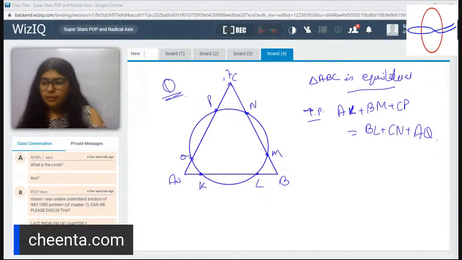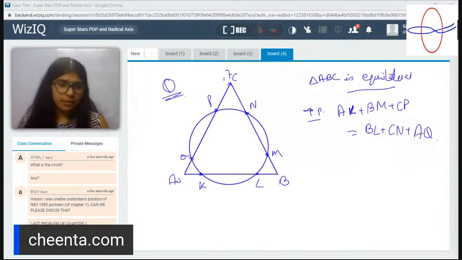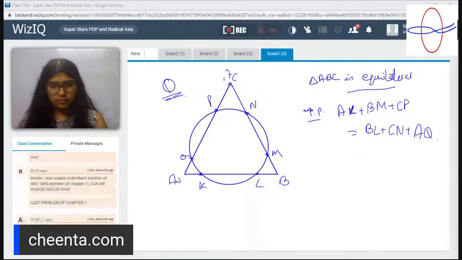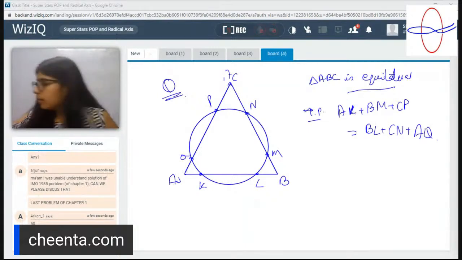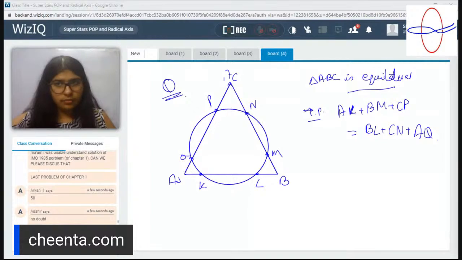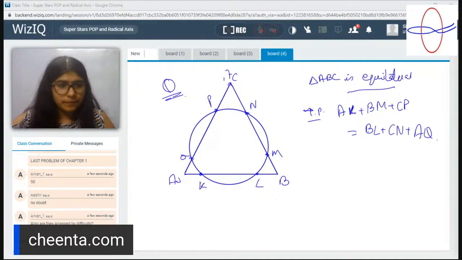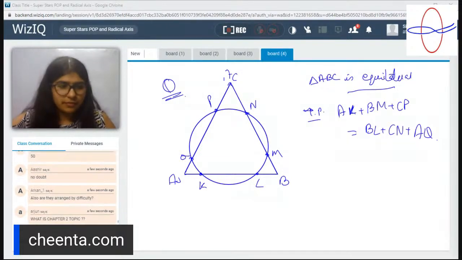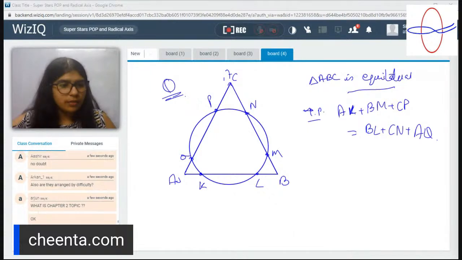Anybody, meanwhile, try that problem. Does anybody else have any other doubt on chapter 1? After today, you can try chapter 2 as well and start the chapter. They are kind of arranged in difficulty, but sometimes they are not. It covers circles, the radical axis, power of a point, and coaxial circles. Coaxial circles aren't used that much, so it doesn't matter.